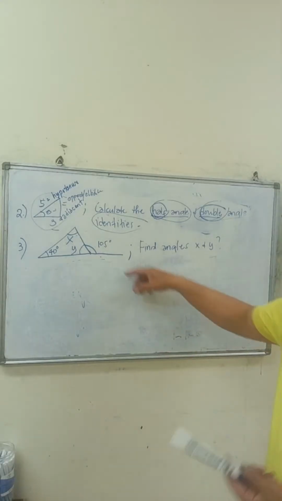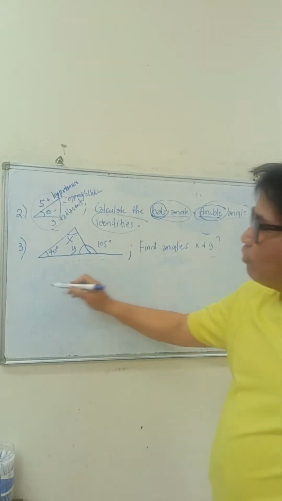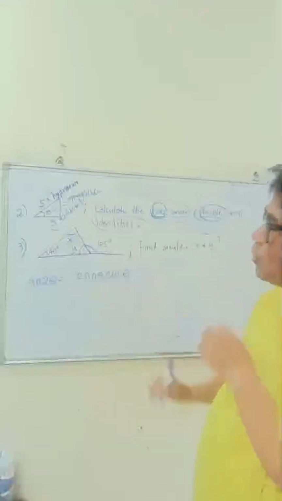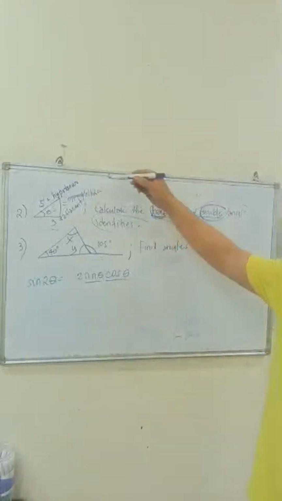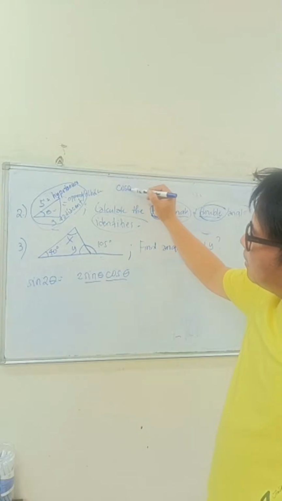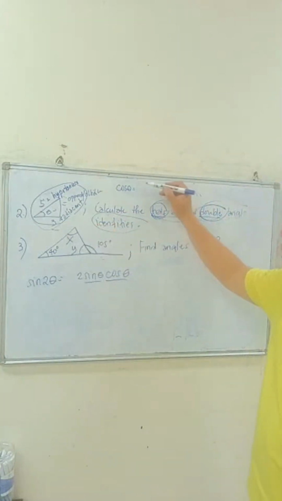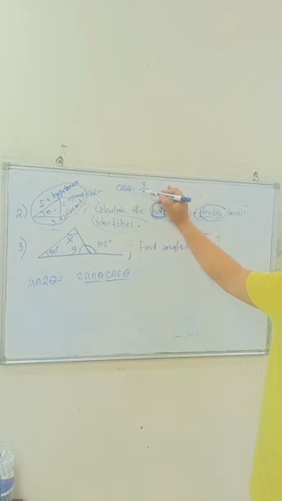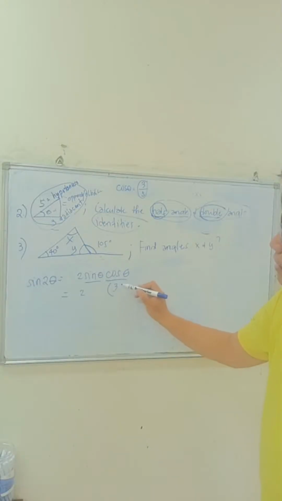Now we have here 5, 3. So for sine of two theta, what's the formula? 2 sine theta cosine theta. So all you have to do is determine the value of sine theta and cosine theta. What is the cosine theta here? Cosine theta is equal to the adjacent over the hypotenuse. What is the adjacent? 3. What is the hypotenuse? 5. So you have 3/5. You will substitute that here. So 2, and we have 3/5 already here for cosine theta.